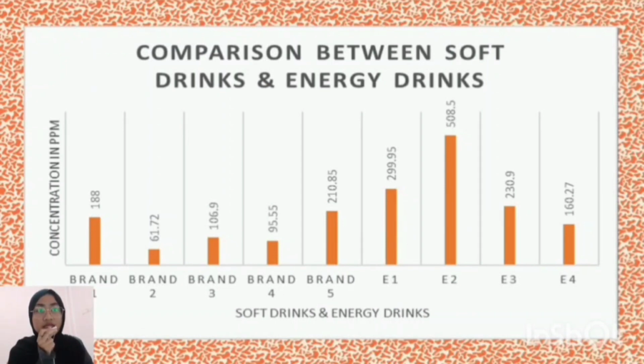For the energy drinks, the highest concentration is energy drink 2, which had a label concentration of 450 ppm per 250 ml, while the calculated caffeine content is 508.5 mg per 250 ml. The lowest concentration for energy drinks is energy drink 4, which is 200 mg of caffeine per 500 ml, as opposed to 160.27 mg.